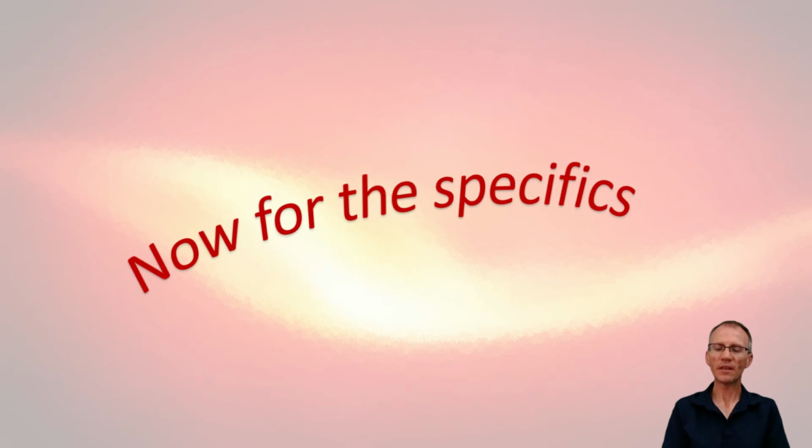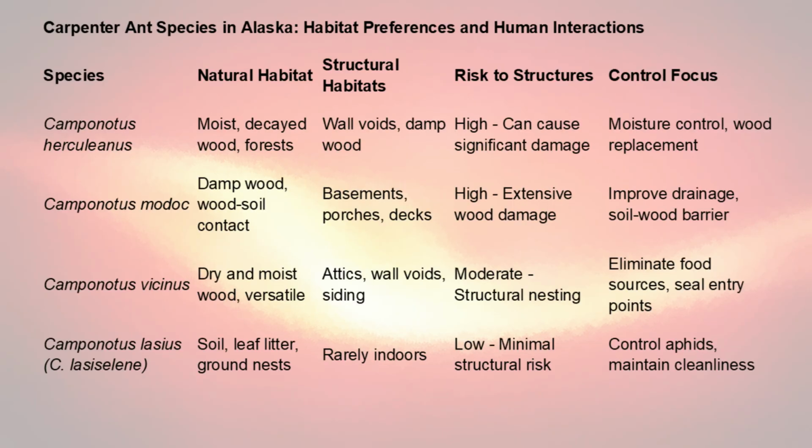Now, for the specifics. The current chart you're seeing is for carpenter ant species in Alaska, their habitat preferences and human interactions. I need you to take a few moments to read about the species, their natural habitats, their structural habits, their risk to structures, and their control focus. I'm going to give you a few moments to review this chart.